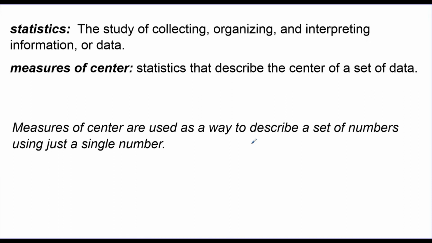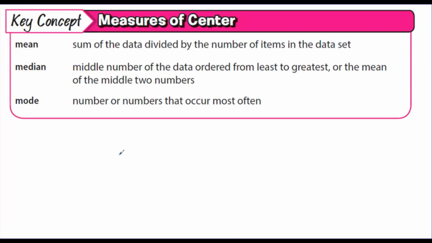Now, measures of center are used as a way to describe a set of numbers using just a single number. Because when we gather statistics, we typically end up with a lot of numbers, and we need a way to summarize those numbers with just a single number, and measures of center are a way to do that. Now, there are three types of measures of center.